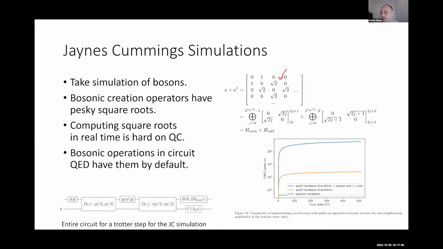Now, if we want to be able to simulate this on a quantum computer, the easiest way of doing it is to decompose these matrices into sums of what are known as two-sparse matrices, like these ones over here, which are direct sums of irreducible two-dimensional blocks. And each of these irreducible two-dimensional blocks has these square roots in it. So if we wanted to simulate this on a quantum computer, the standard way would be computing square roots.